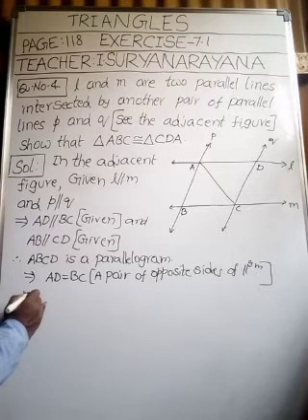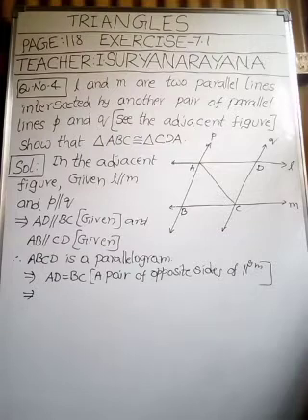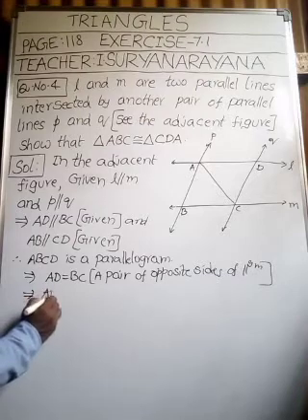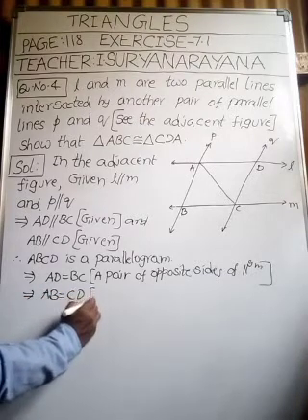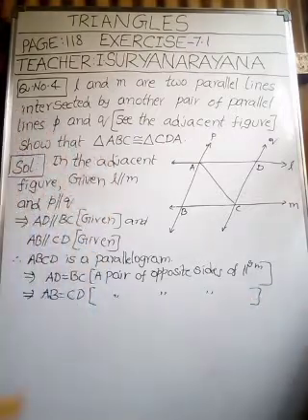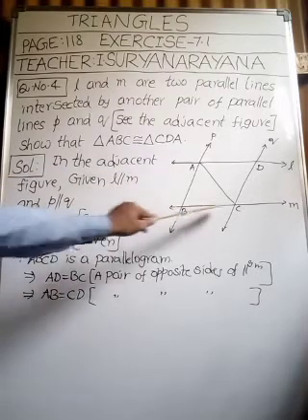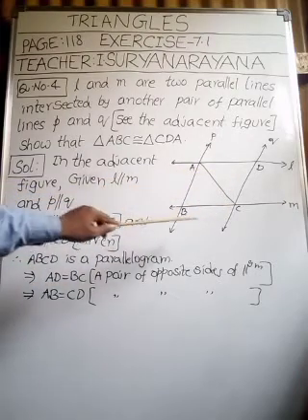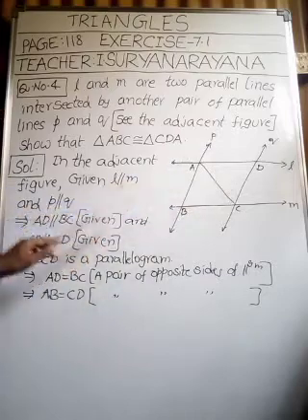This implies AB equal to CD. This is also a pair of opposite sides of a parallelogram. Isn't it, my children? Similarly, angle ABC equal to angle ADC. Angle ABC equal to angle CDA, a pair of opposite angles of a parallelogram.